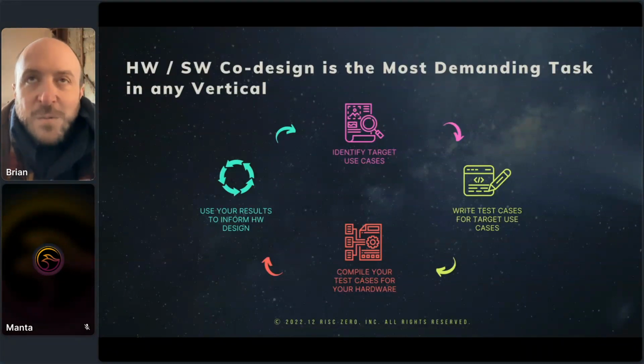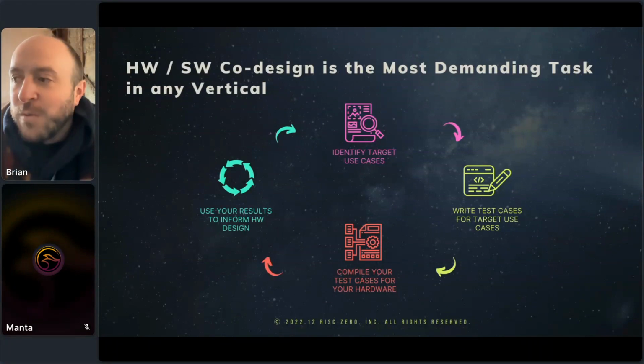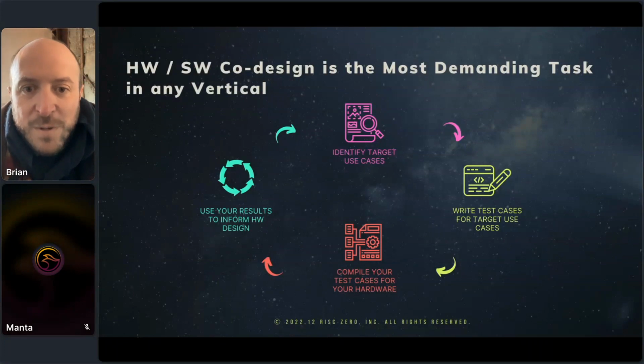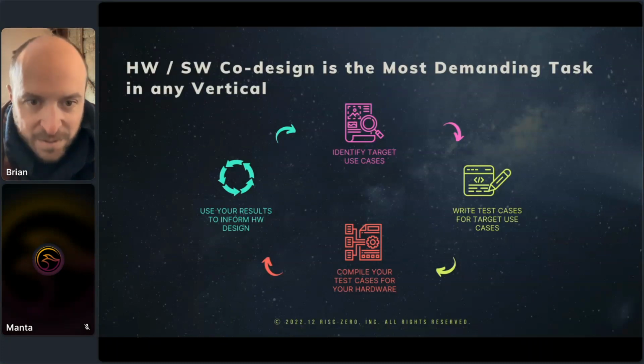So then you have to figure out how to write test cases for those target use cases, so you can assess how well your hardware is performing against them. But then, of course, you have a variety of choices of languages to write them in, and depending on the proof system, you might not even have a language, and you might just be using something that looks more like assembly. And this is actually something we're running into in a benchmarking project that will be fun to talk about once that's done.